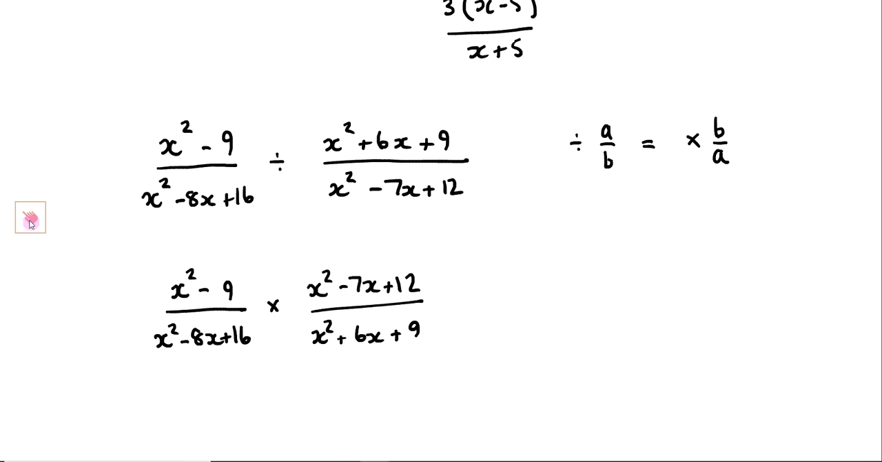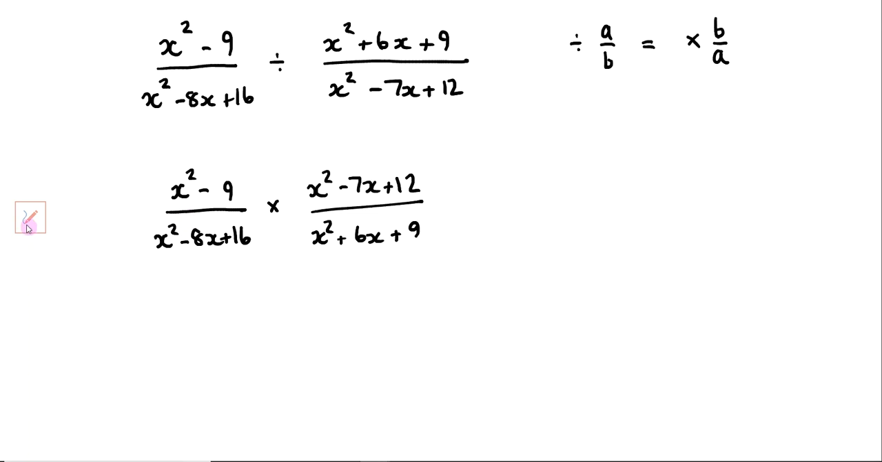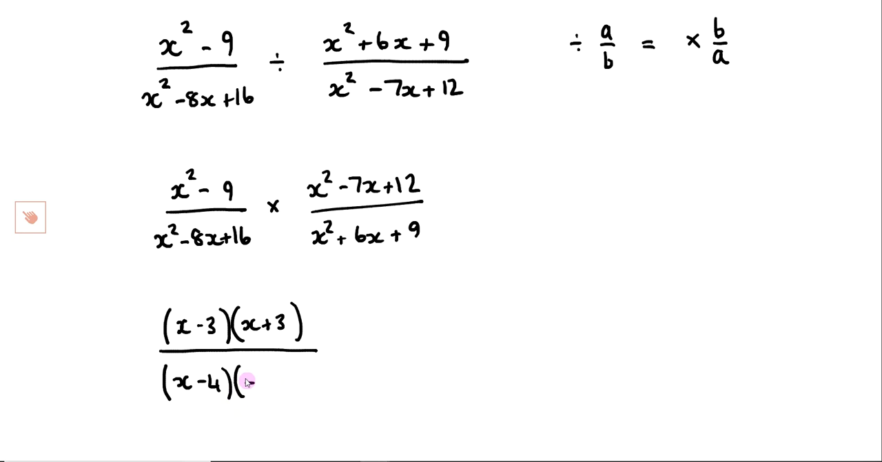So to do that, though, I need to put it in what form first? Factorised form. So can we factorise? I think you've already decided that's the difference of two squares. So this first one can be... Okay. Under here we've got... X minus 4, X minus 4. So we've got two things important there.